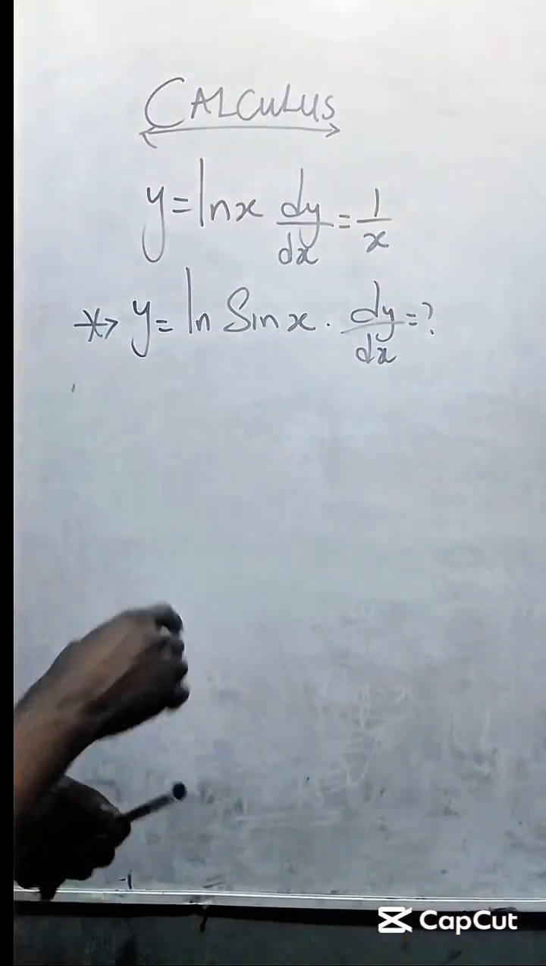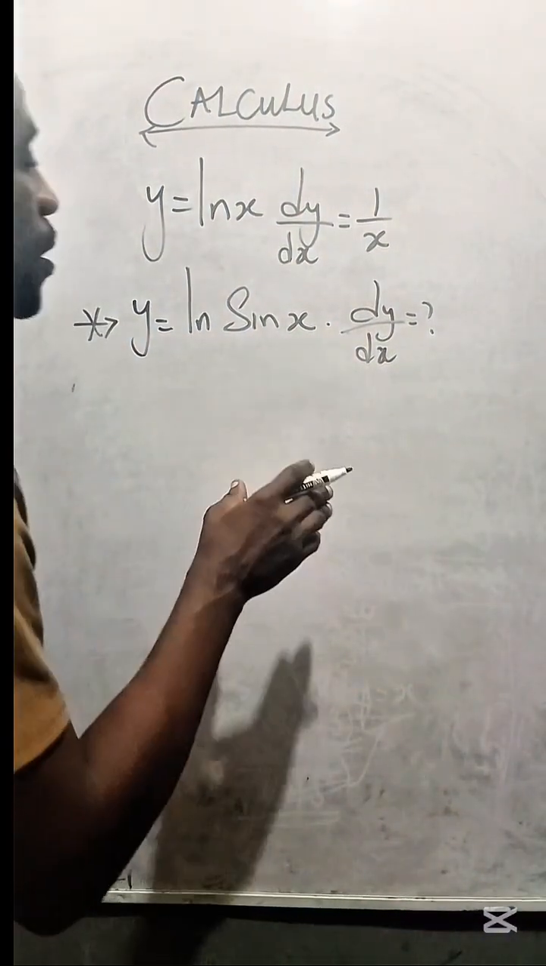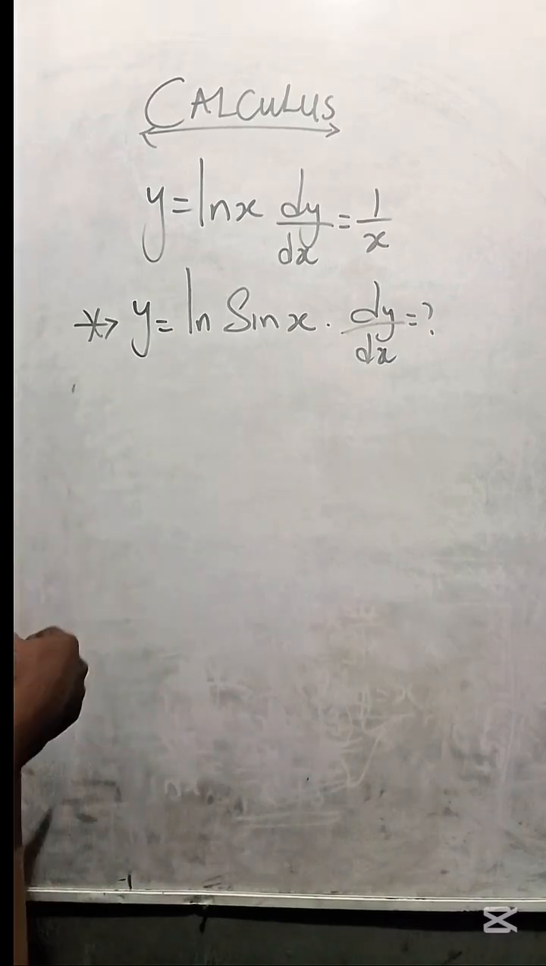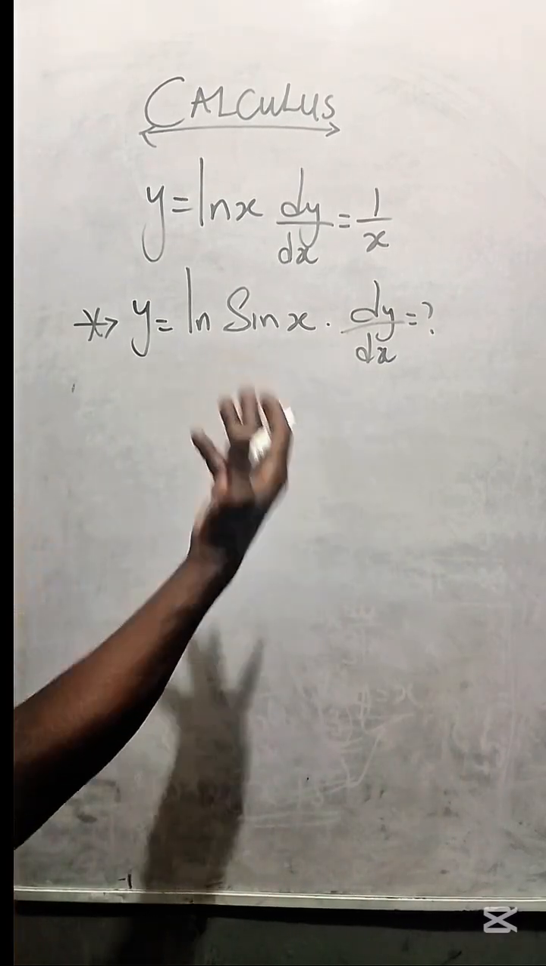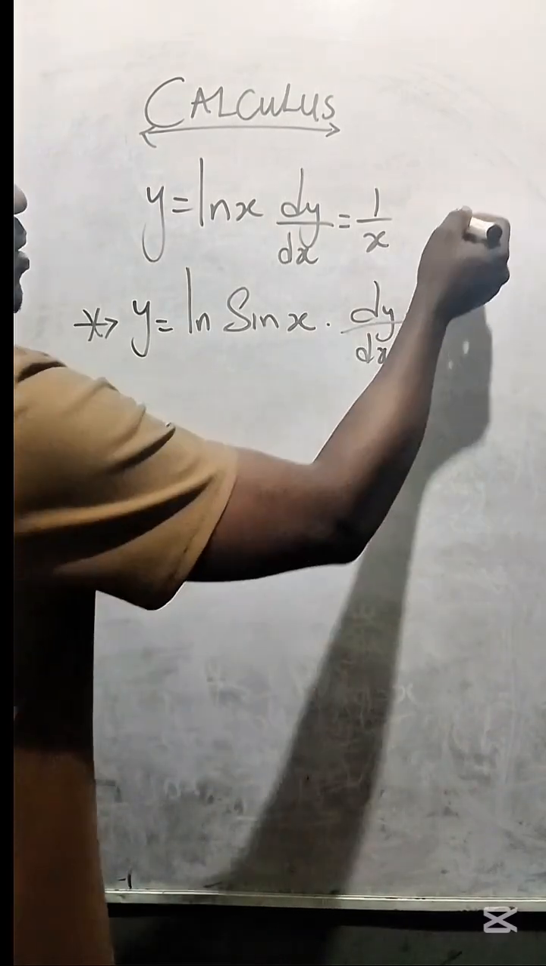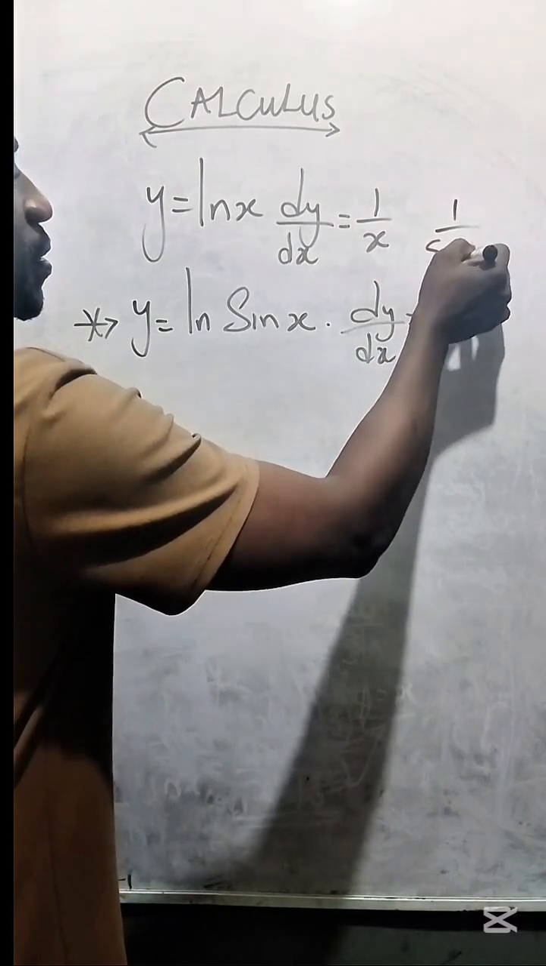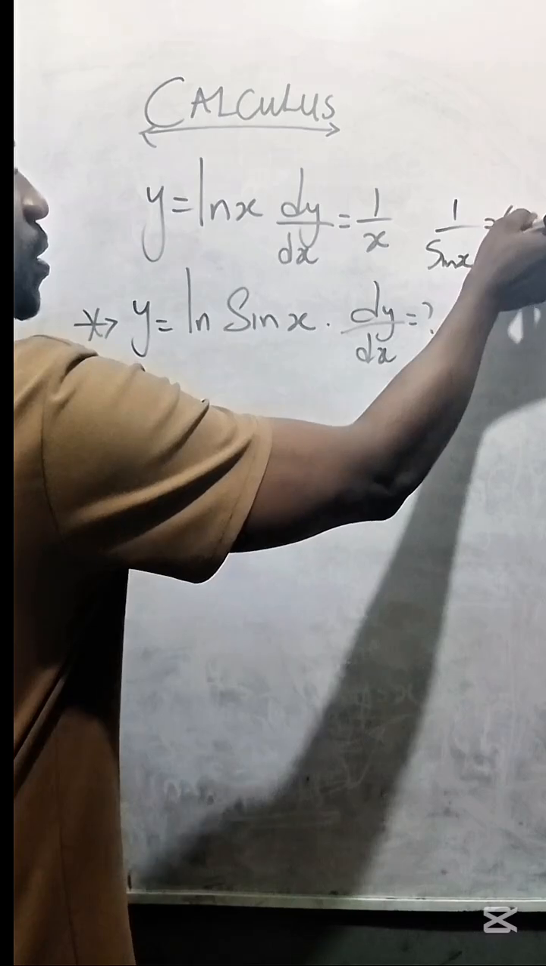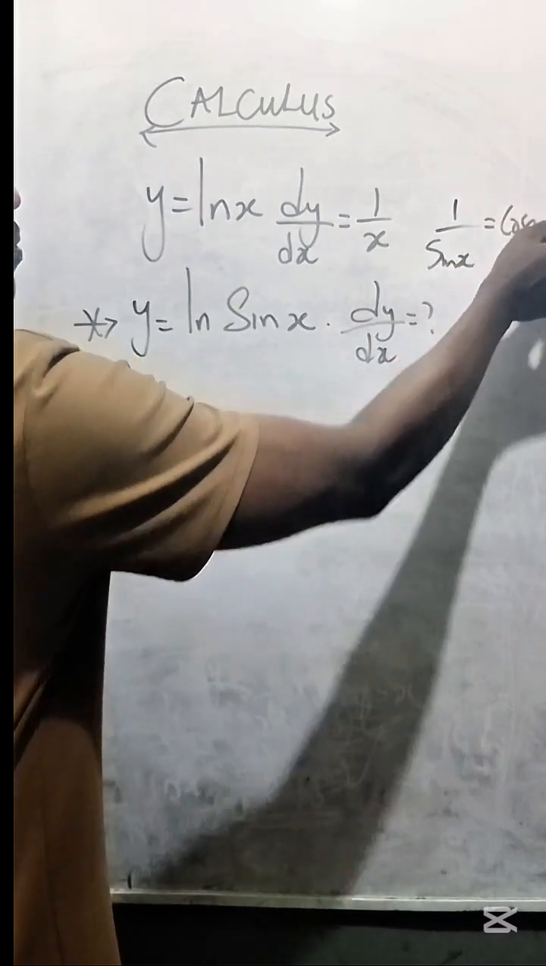So we have another question on calculus, which is the derivative of a logarithmic function. How to solve this one is a little bit technical, but it's very simple. We need to remember that 1 over sine x is equal to cosec x.